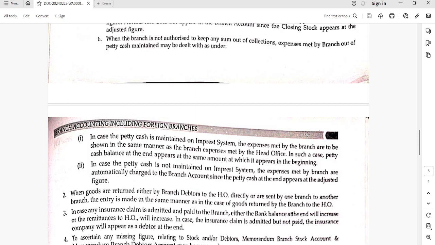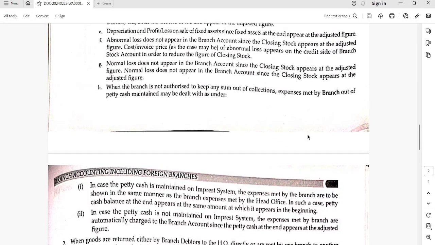Here you can also see, acha, here is a very interesting thing. See here, two points are given regarding the H also. Now let's discuss the H point. When the branch is not authorized to keep any sum out of collection, expenses made by the branch out of petty cash maintained may be dealt with as under.